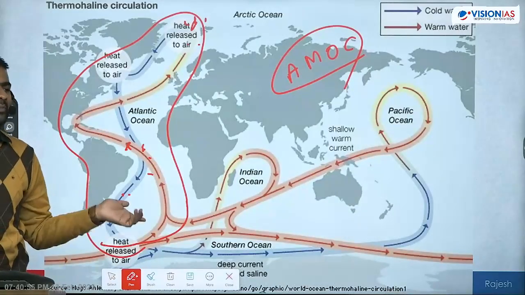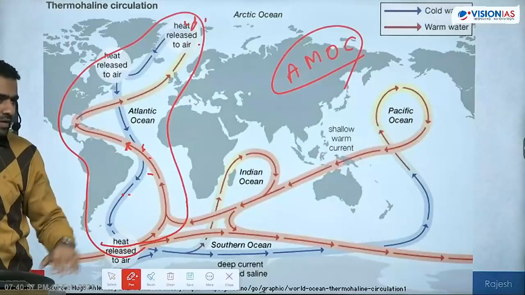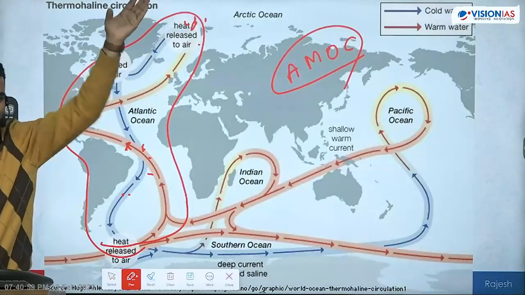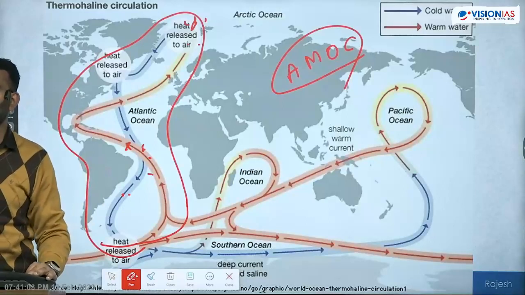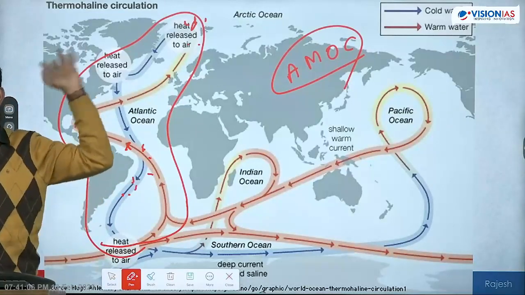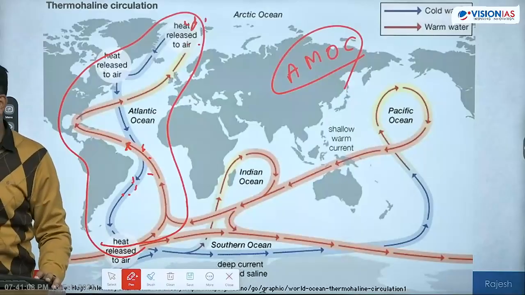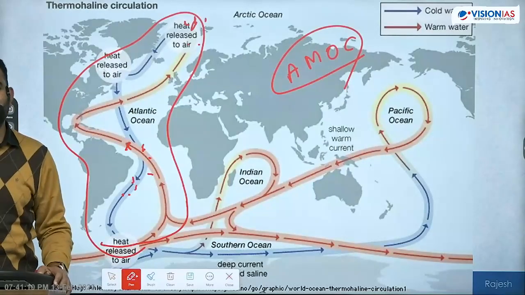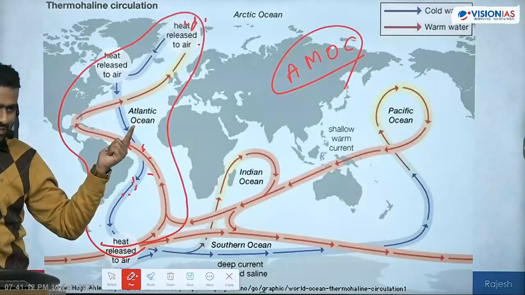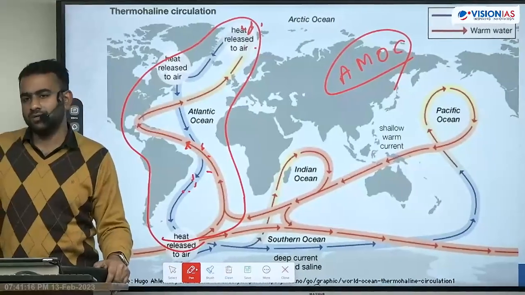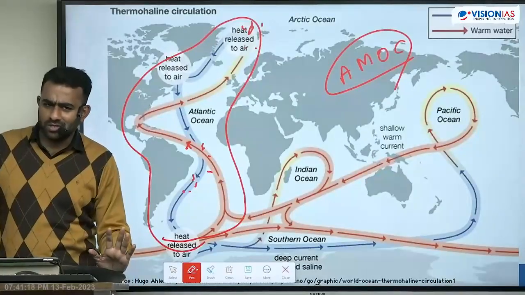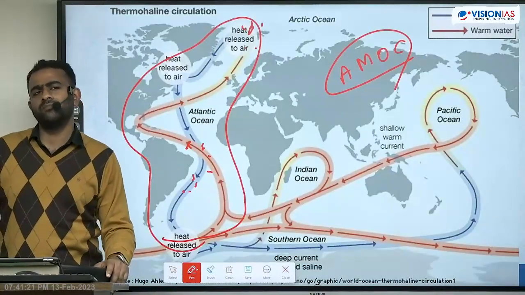Due to global warming, the difference is decreasing. Polar regions are also becoming warmer, tropical regions are anyway warmer. The water temperature is almost similar. Why would the water move from here to there? The global warming and climate change is basically weakening this AMOC, the Atlantic Meridional Overturning Circulation. It is majorly due to the impacts of global warming.